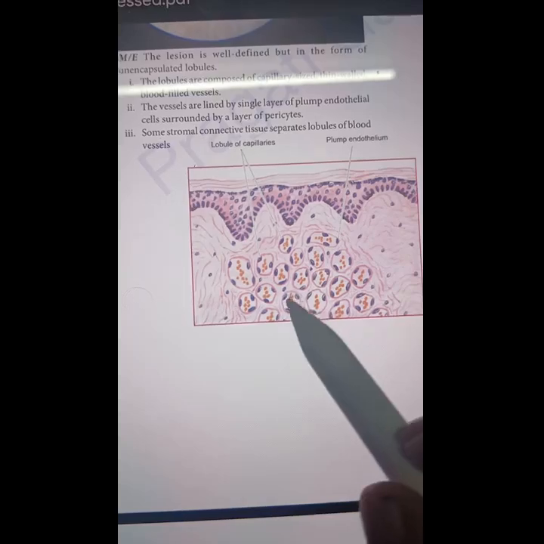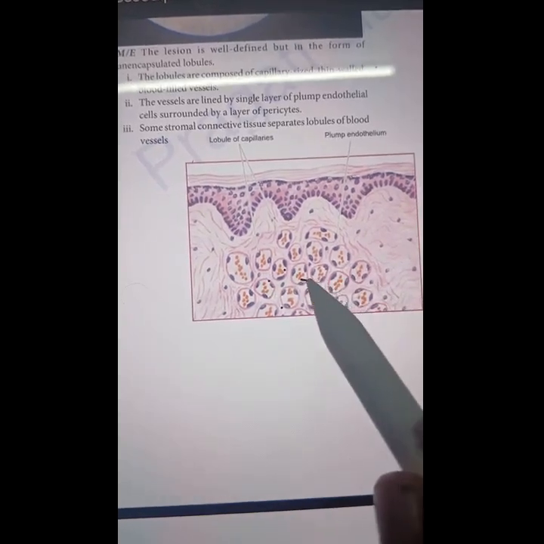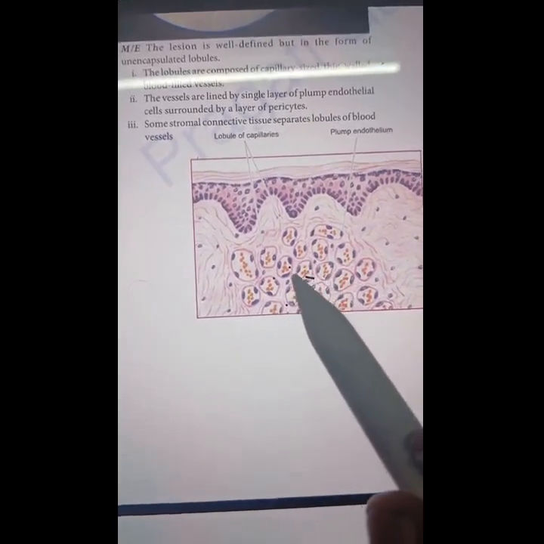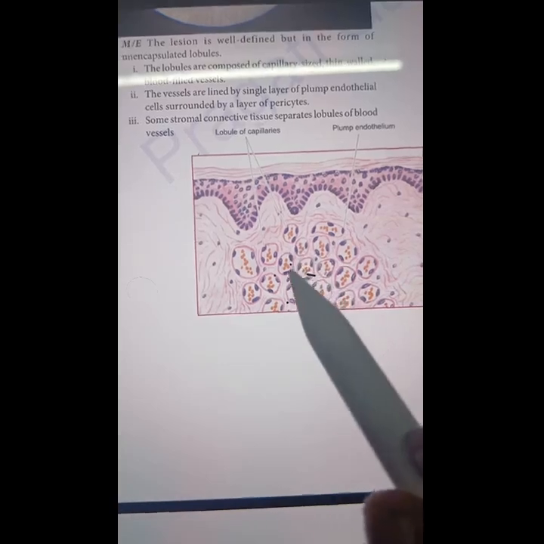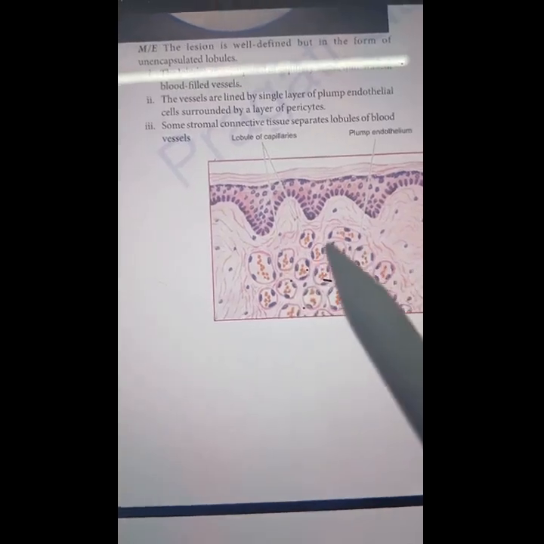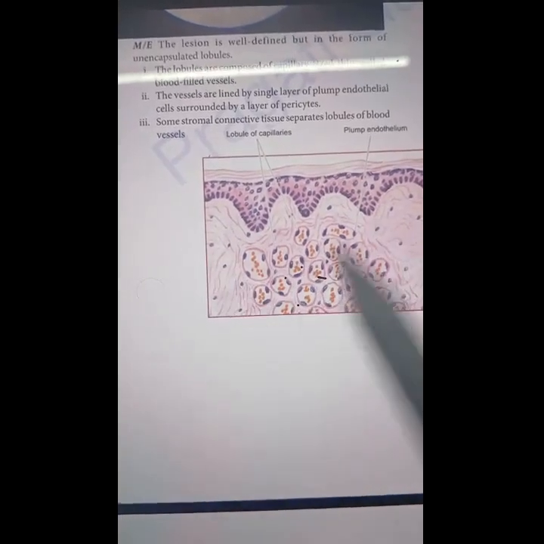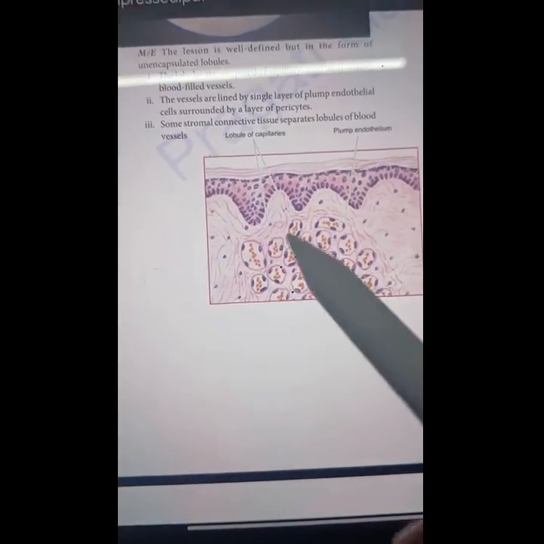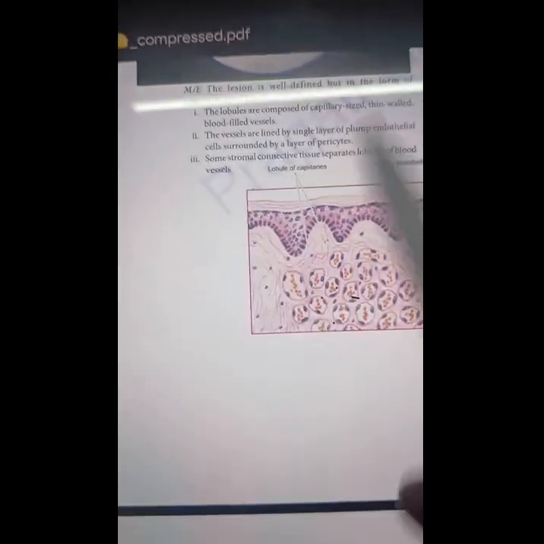So these are the lobules. These are multiple lobules composed of capillary size thin walled blood filled vessels, and inside the lobules these are lined by plump endothelial cells. Between the lobules, the interlobular space is composed of a lot of fibroblasts and stromal connective tissue. Fibroblasts and lymphocytes can be observed, along with plump endothelial cells, and the lobule consists of capillary sized blood vessels. This is the characteristic feature of capillary hemangioma.